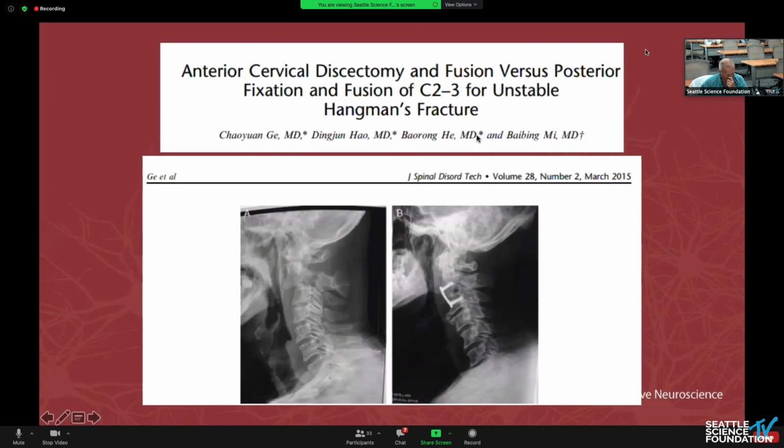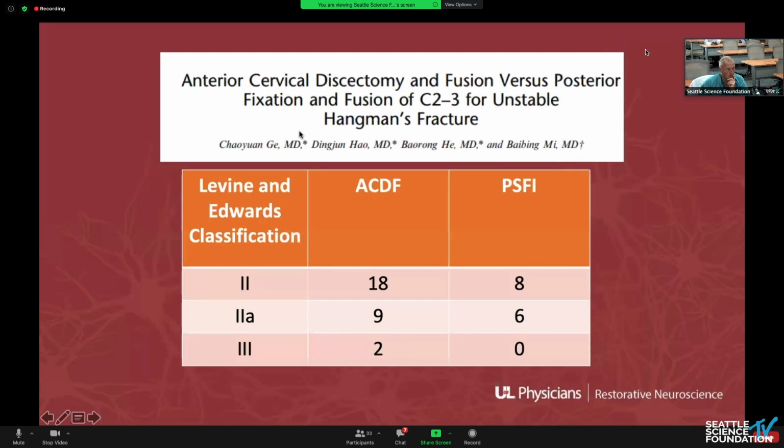When I looked at the literature, there are a lot of reports saying anterior is good enough. In this particular study, you can see that they had a variety of Levine 2s, 2As, and 3s, and they claimed that they had good to excellent results in almost 30 patients with an ACDF alone. So there are reports that you can treat even very unstable fractures with ACDF alone.